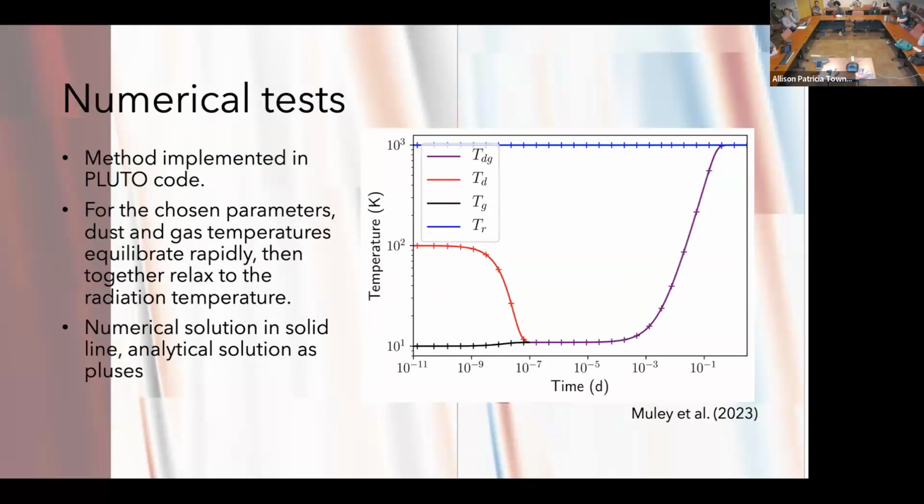I'll step out a little bit to the numerical tests, basically a 0D test purely of this implicit part. There's no transport going on here, but basically it works. For this test, you had dust and gas at separate temperatures, and then radiation at a separate, much higher temperature. So this problem is radiation dominated, but over some time, dust and gas relax to the same temperature. They become coupled to each other. And then the dust-gas mixture together heats up to the radiation temperature. Your numerical solution is in pluses, the analytical solution is solid lines, and it works.